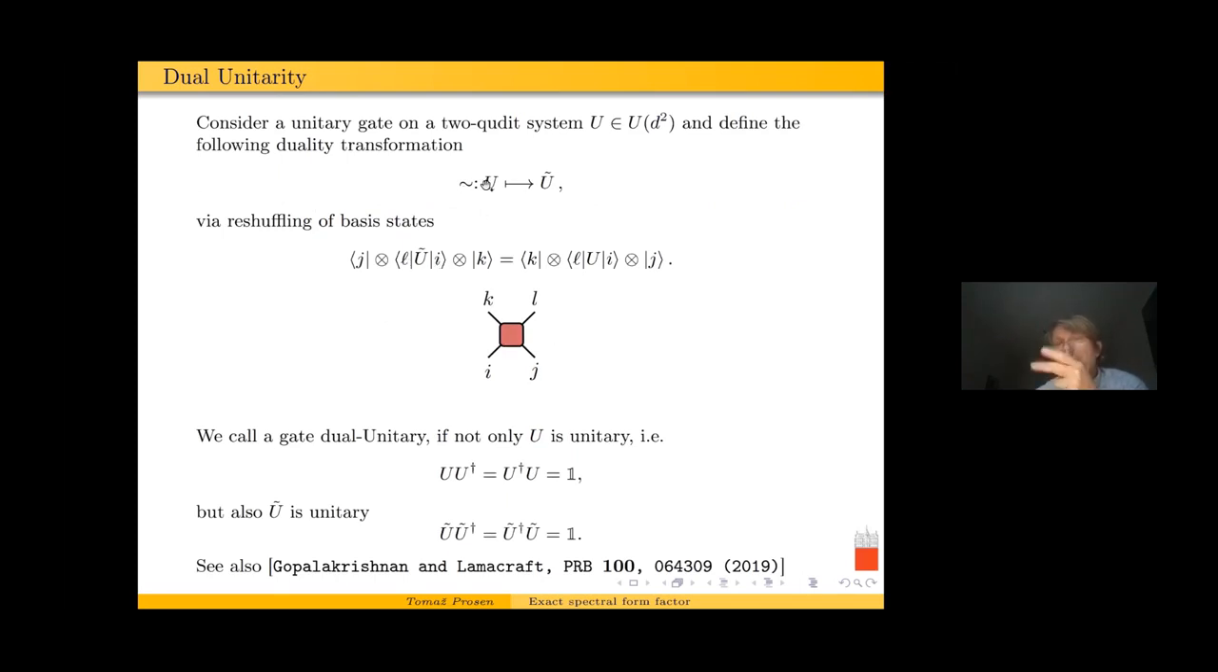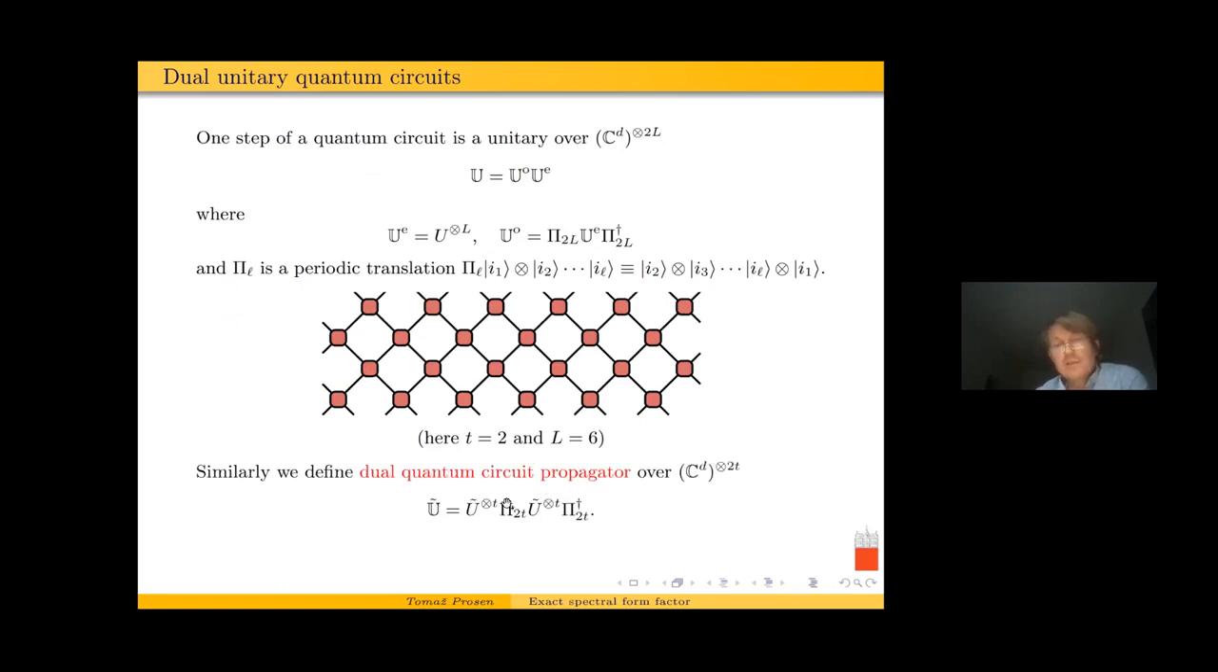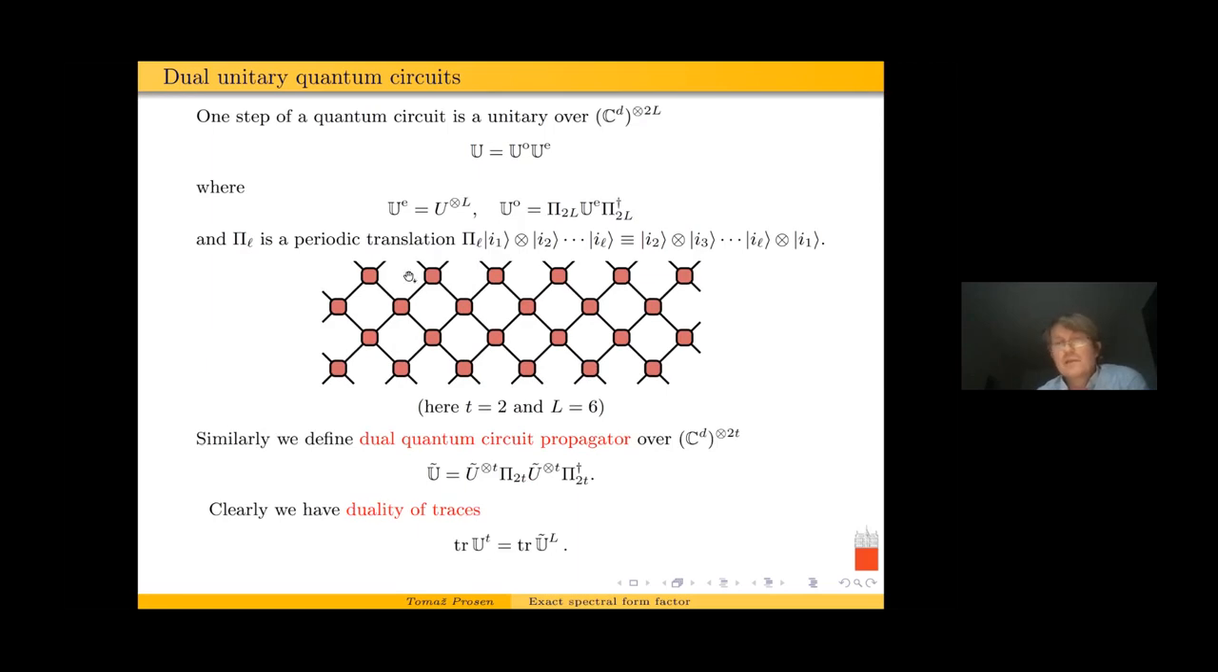So I define a tilde operator, which maps a gate U to a gate U tilde, which is just a flip of the indices. And I require that U and U tilde are both unitary. This is a definition of a submanifold of the unitary group over d squared, composed of dual unitary gates. Out of this you can make a circuit, and you can read this circuit time-wise or space-wise. Time-wise, you can define it as two layers in time: an even layer, which is a tensor product of two-qubit gates, and an odd layer, which is just a shift. But then you can define a dual circuit, which goes in the space direction, and you have a duality of traces. As you have already seen, we need to be able to compute traces, so this formula for duality of traces is crucial.